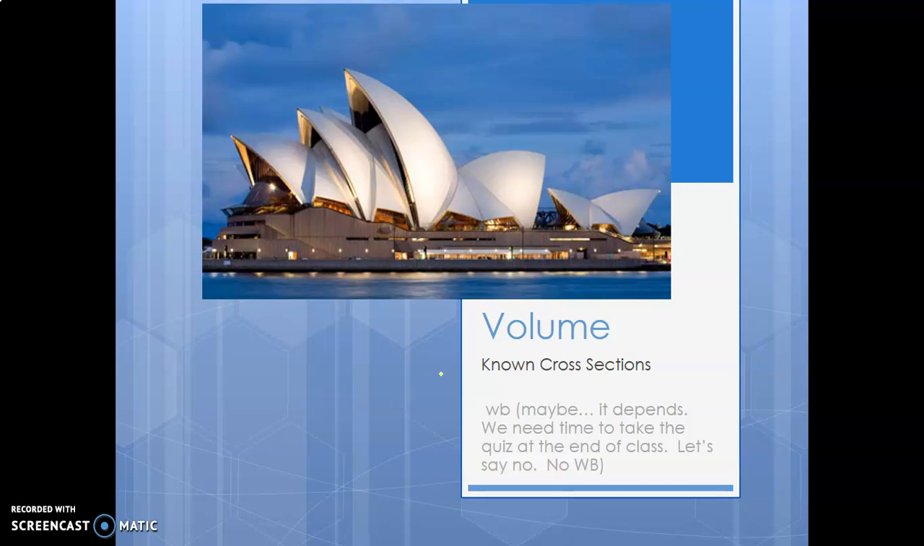Hey guys, Mr. McKinney here, just going through the last videos in the area and volume unit. So today we're going to be dealing with volume, and we're dealing with what's called known cross sections. And this is a common type of problem to see on the AP exam.